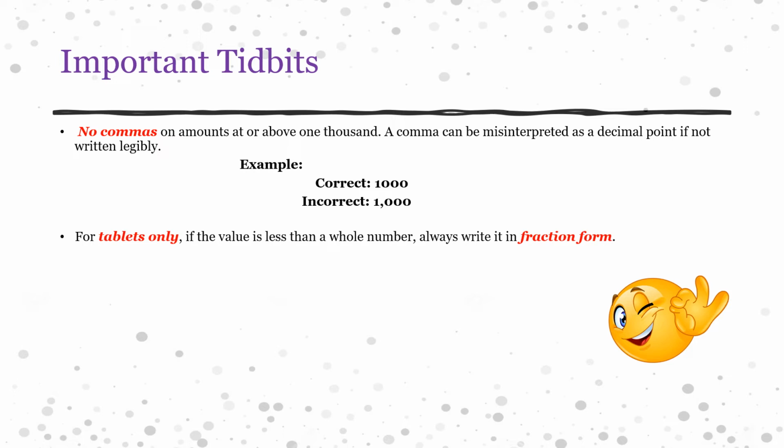For our second tidbit, for tablets only, if the value is less than a whole number, always write it in fraction form. For example, the correct way would be 1 and 1/2 tablets, and the incorrect way would be 1.5 tablets.